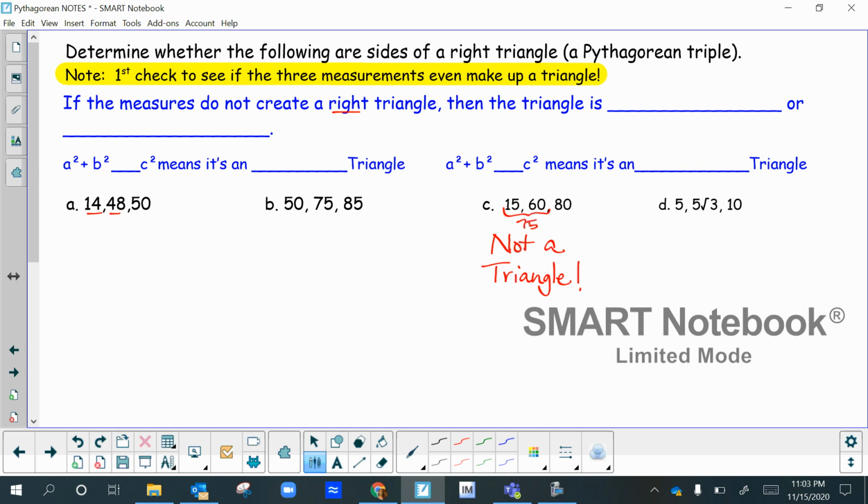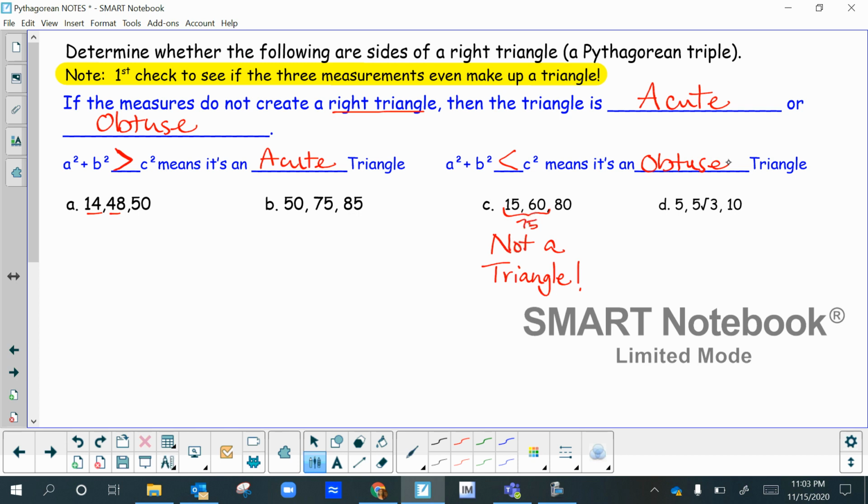Okay, well, if it's not a right triangle, then the triangle is going to be acute or obtuse. So when is it going to be acute and when is it going to be obtuse? Look right here. When a squared plus b squared is greater than c squared, this is going to make an acute triangle. When a squared plus b squared is less than c squared, that's going to make an obtuse triangle. So let's check these three values to see what kind of triangle they would make.